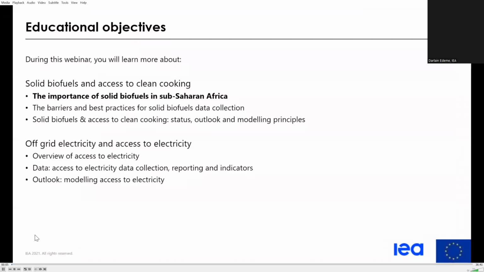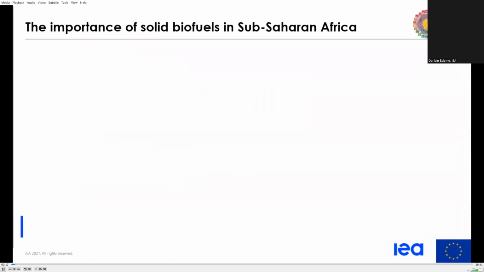Let's get started with solid biofuels and access to clean cooking. We will look at the importance of solid biofuels in Sub-Saharan Africa. Solid biofuels is an important and useful energy source in most African countries and is used primarily for cooking purposes and then for producing electricity.